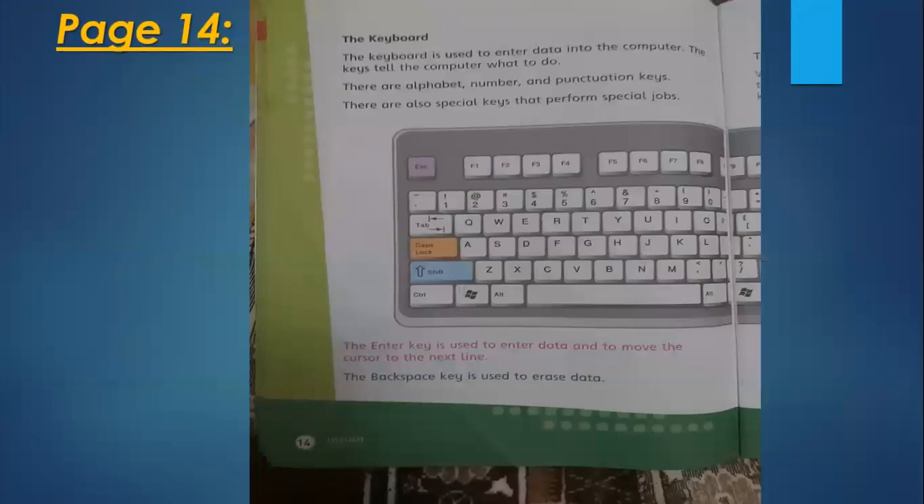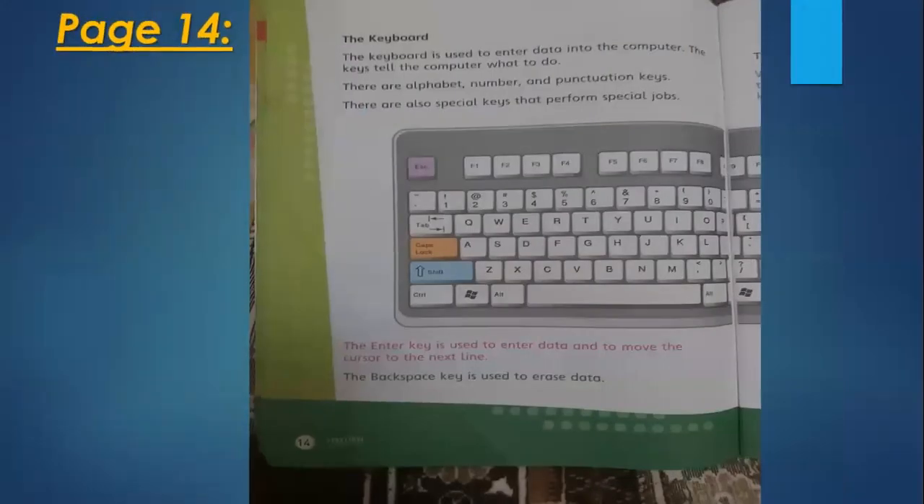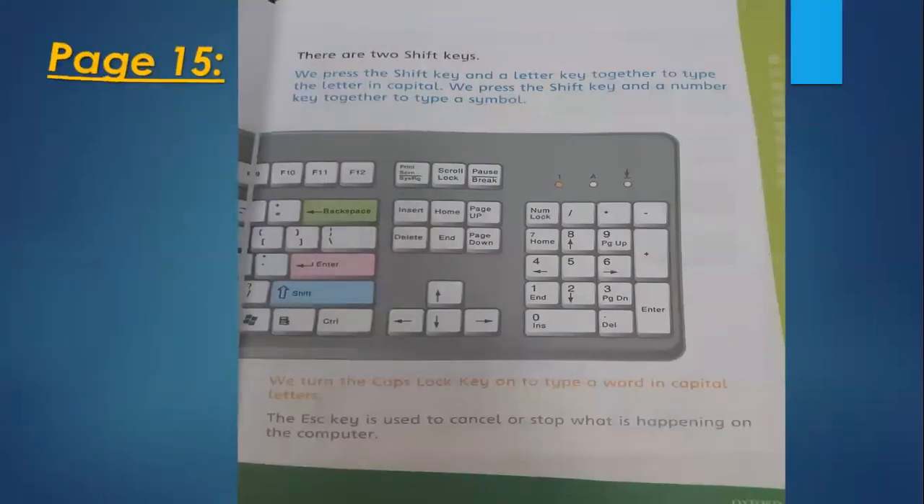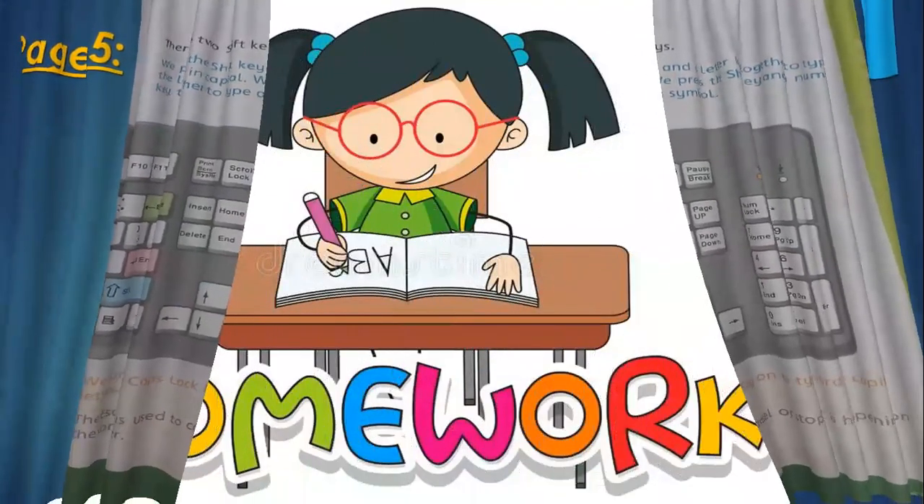Then I have shown you a picture of keyboard and also mentioned all the keys here specifically so you can easily differentiate among these keys. Then we have done the reading of page number 14 and 15, which is totally about keyboard. And now I'm going to give you a homework.